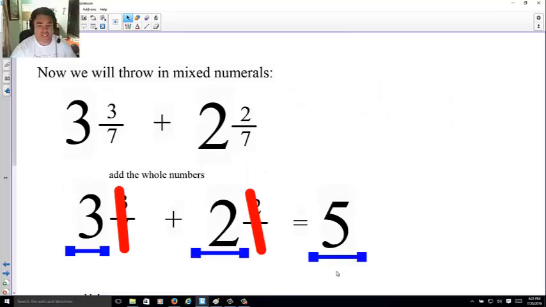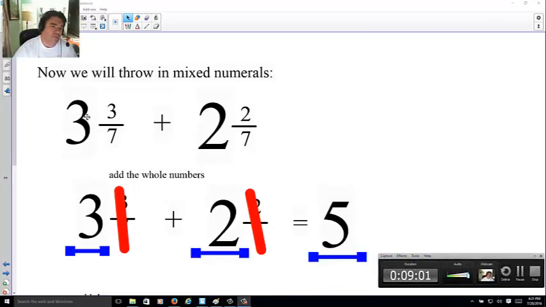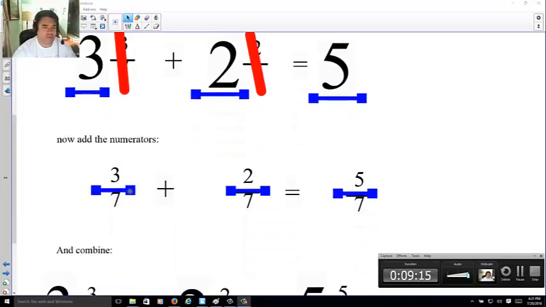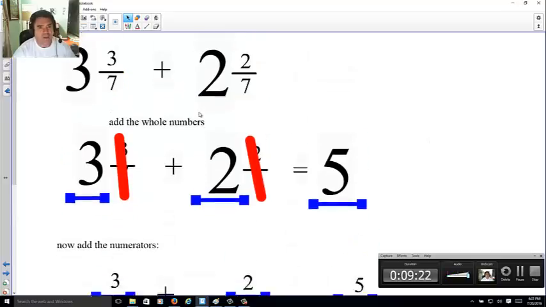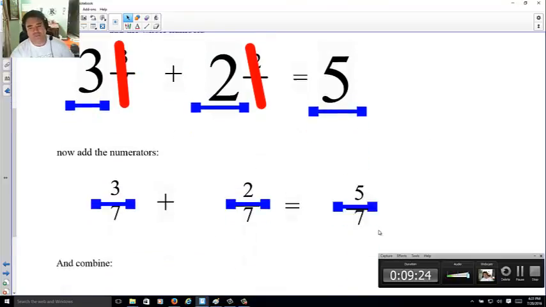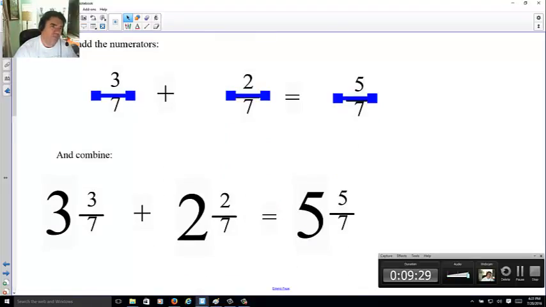Now we need to throw in some mixed numbers. Let me check the clock time here. Okay, we're doing all right. So remember, there's 2 ways you can do this. I'm going to show you an easier way. If you can do it, just add the whole numbers first. Okay, 3 plus 2 is 5. We got that. Then we're going to take 3 sevens plus 2 sevens. So, okay. 3 sevens plus 2 sevens is going to make 5 sevens. So you have a big 5 because 3 plus 2 made 5. And 3 sevens plus 2 sevens made 5 sevens. So they're just attached. That's all you're doing there.